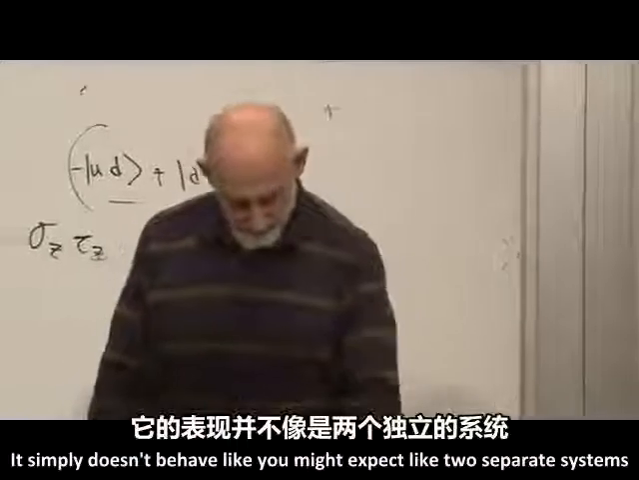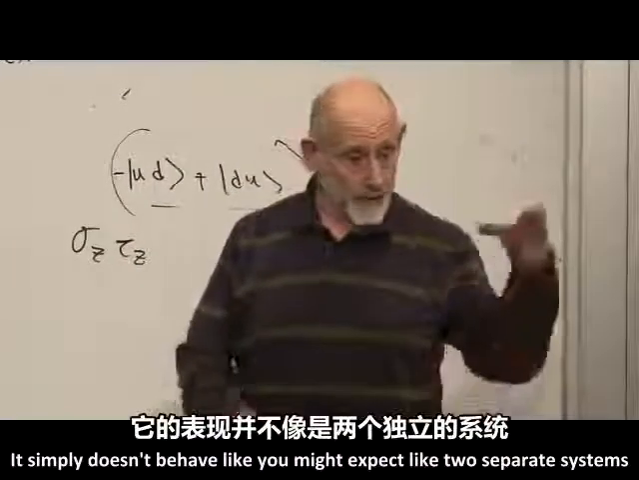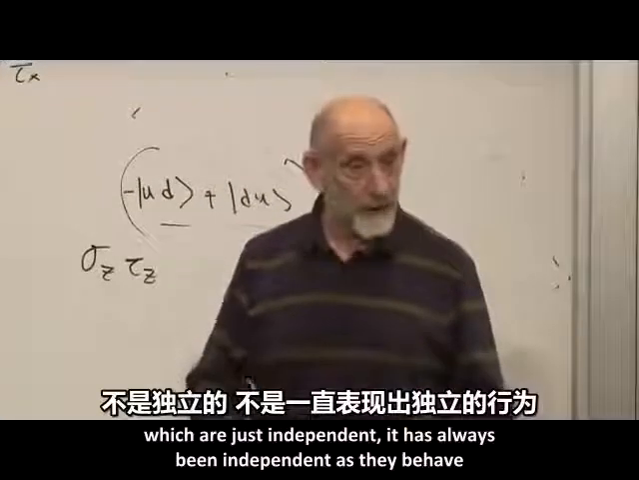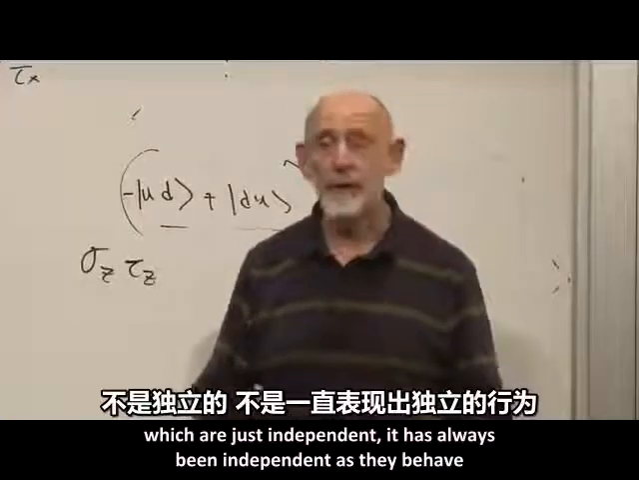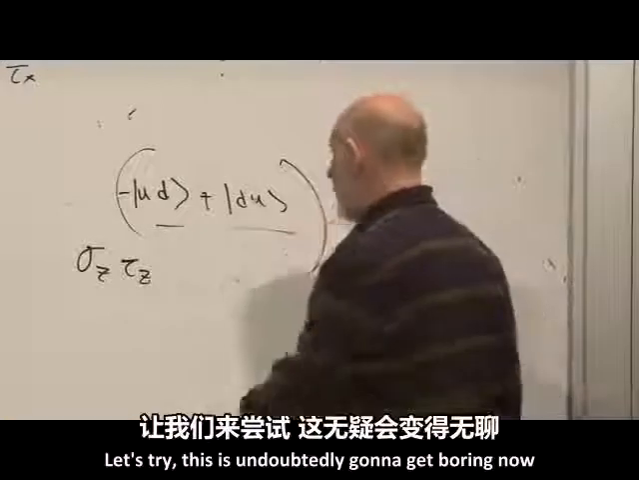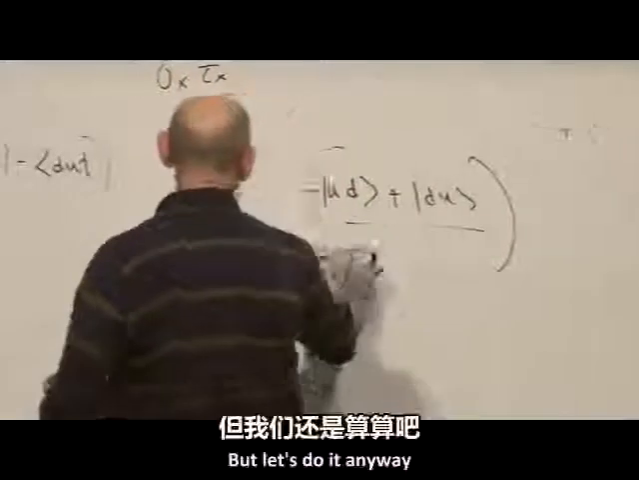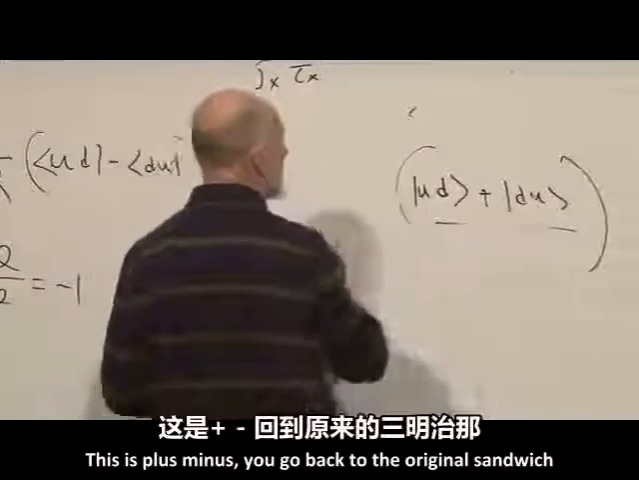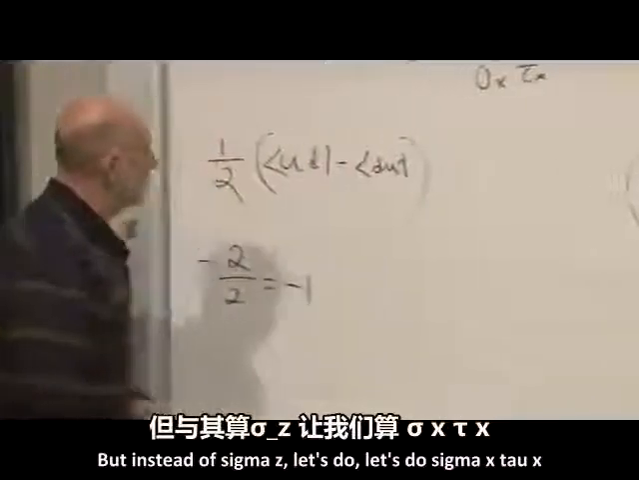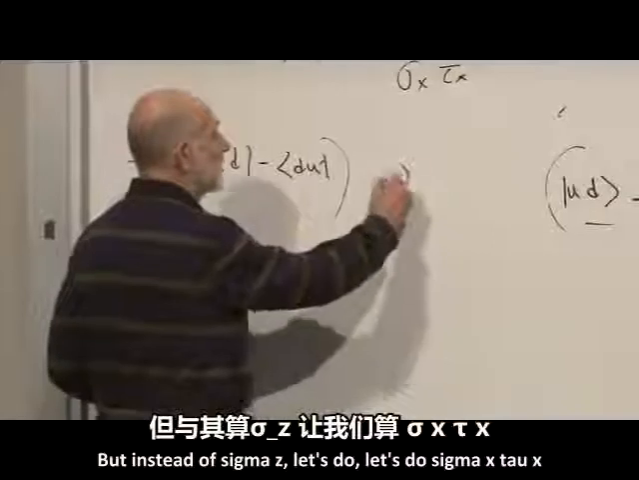It simply doesn't behave like you might expect two separate systems which are just independent and have always been independent. Let's try. This is undoubtedly going to get boring now, but let's do it anyway. We'll go back to the original sandwich, but instead of sigma z, let's do sigma x tau x.